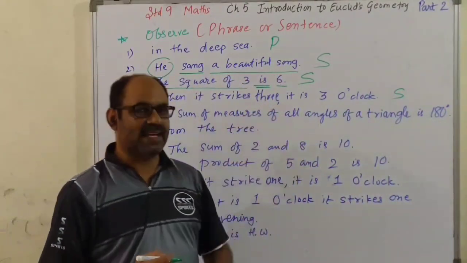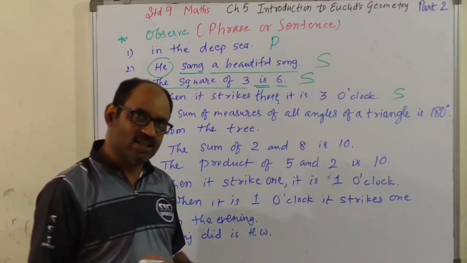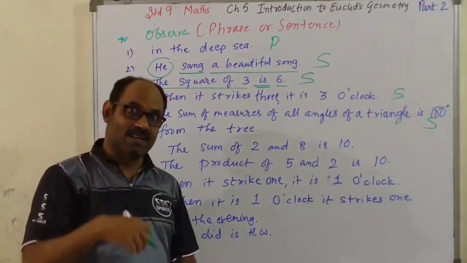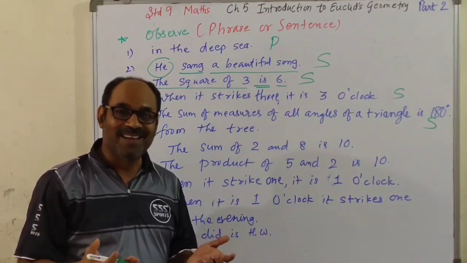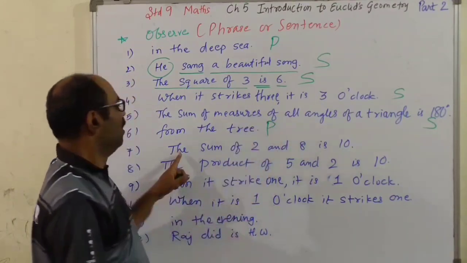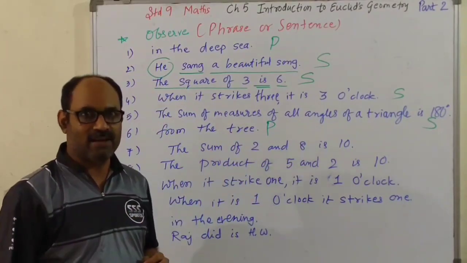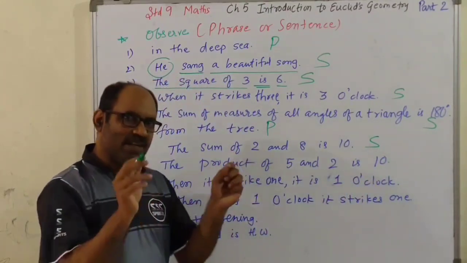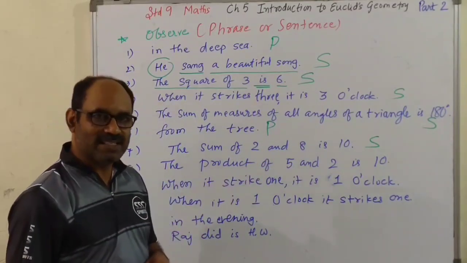The sum of measures of angles of a triangle is 180. Is it a sentence or a phrase? Sentence, correct. From the tree. What happened from the tree? No sense. It's not complete. So this is a phrase. The sum of 2 and 8 is 10. 2 plus 8 is equal to 10. Yes, it does make complete sense. So this is a sentence. In this sentence, a little bit of mathematics is involved. Arithmetic.